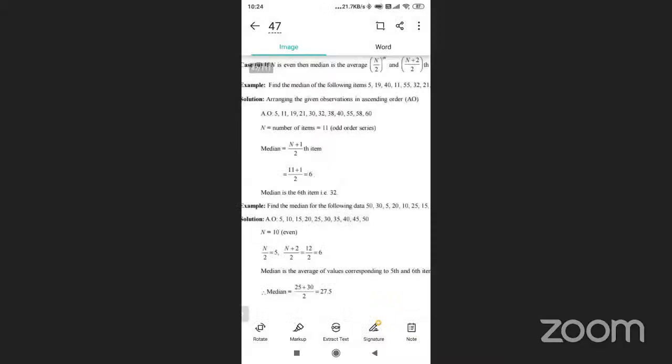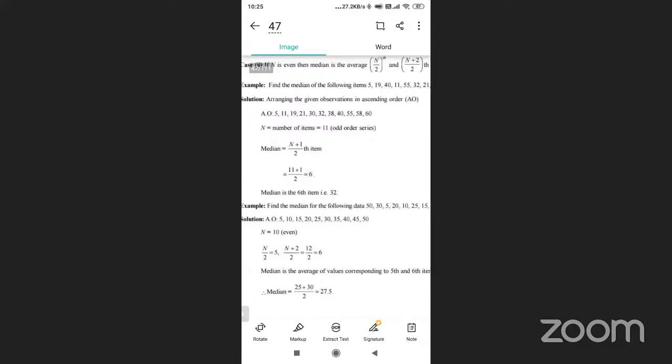Sixth item minus fifth item. Now here our fifth item is 25. Okay? 25 plus 0.5 into sixth item minus 25. Now 25 plus 0.5 into 30 minus 25, that is 5.